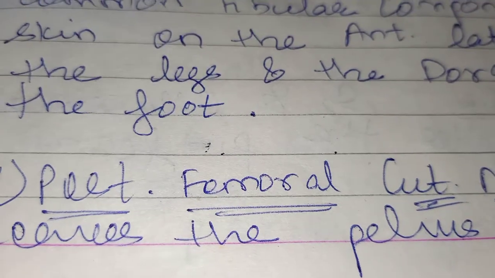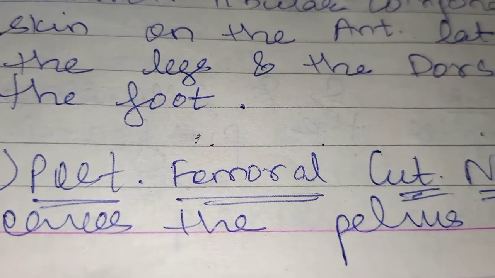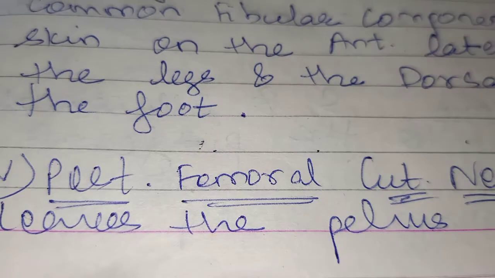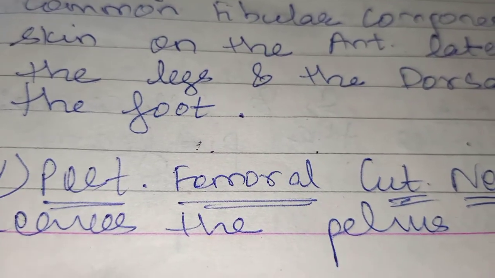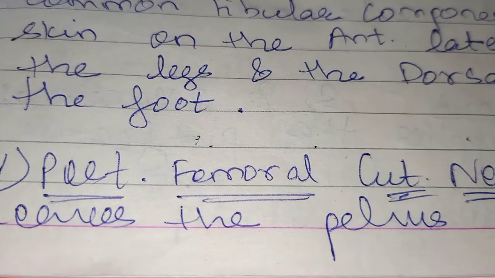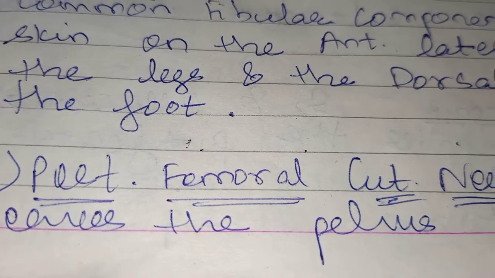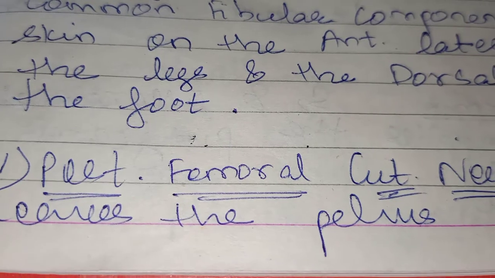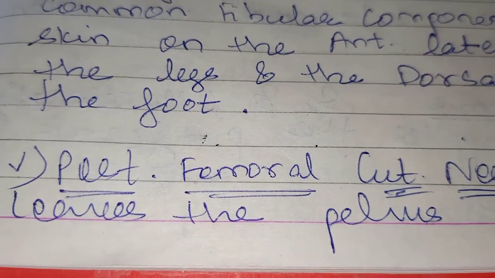Hello students, this is the continuation of my previous video on sacral plexus. In my previous video I finished three nerves: the superior gluteal nerve, the inferior gluteal nerve and the largest nerve of the body, the sciatic nerve. Please go through that video for better understanding.